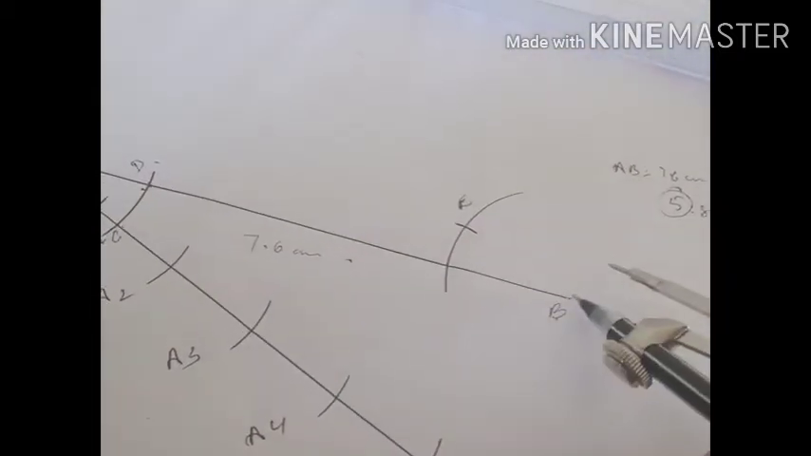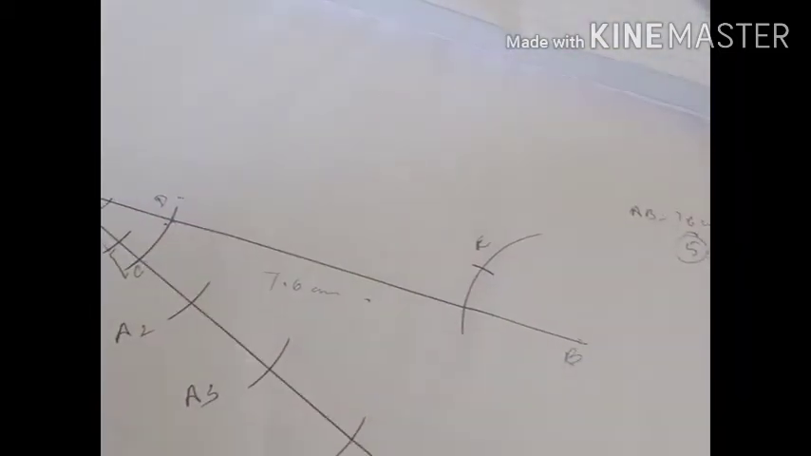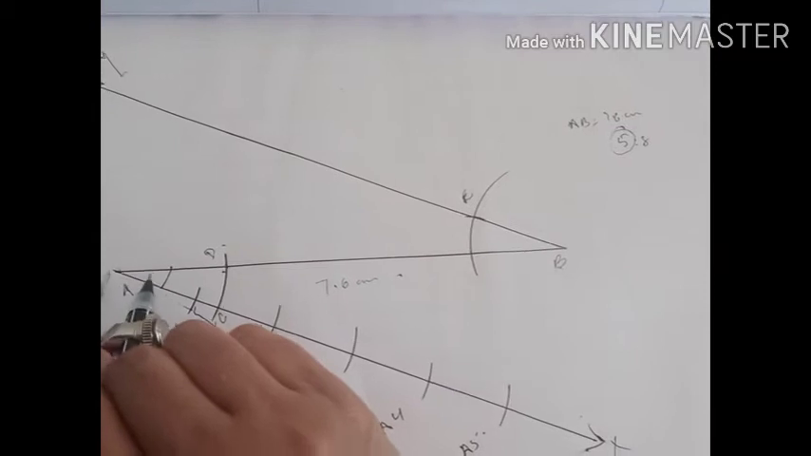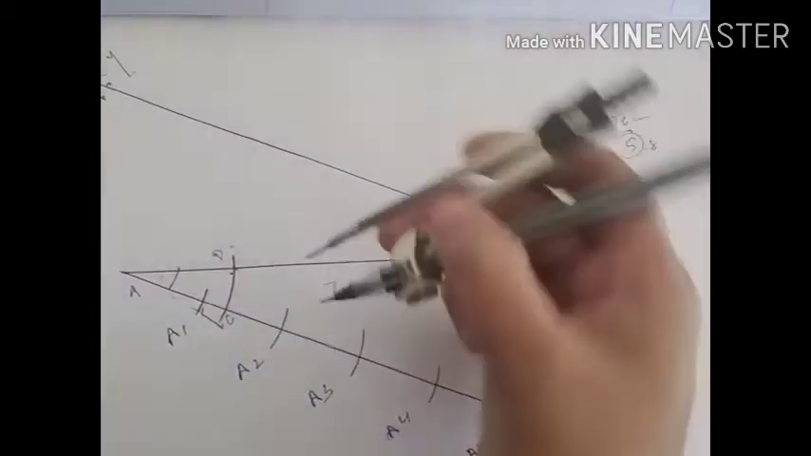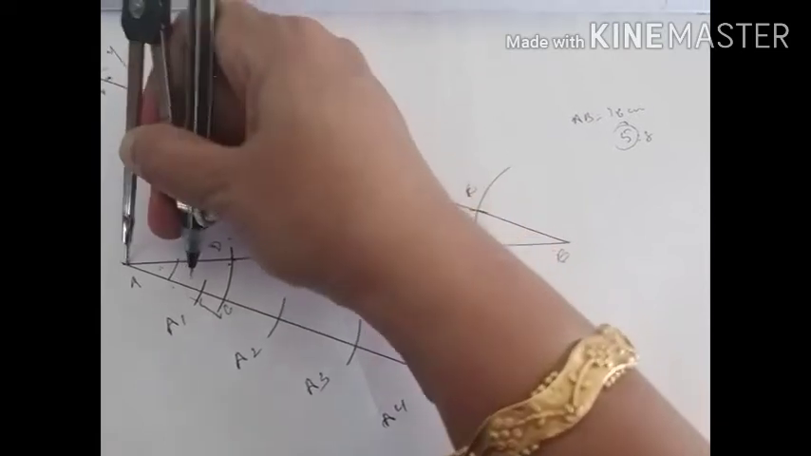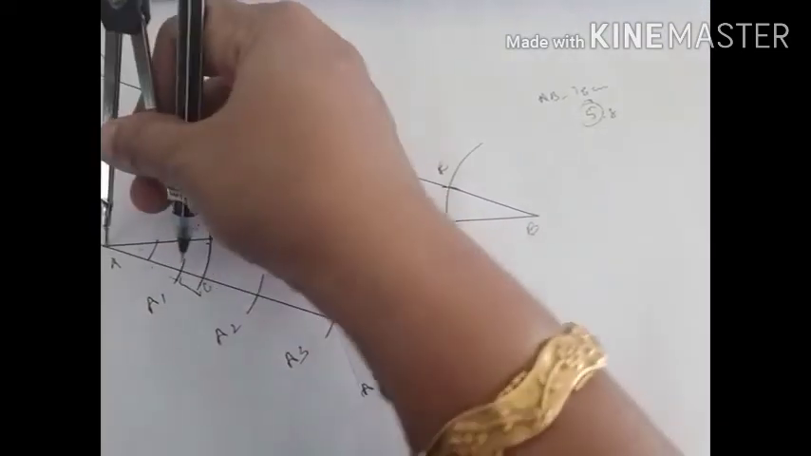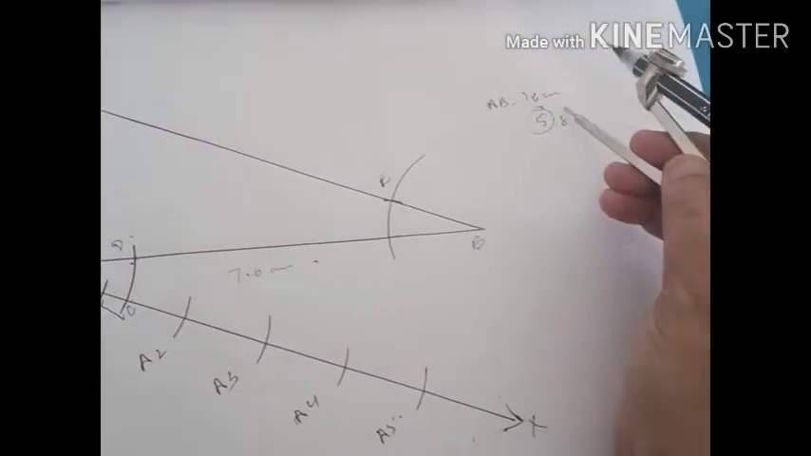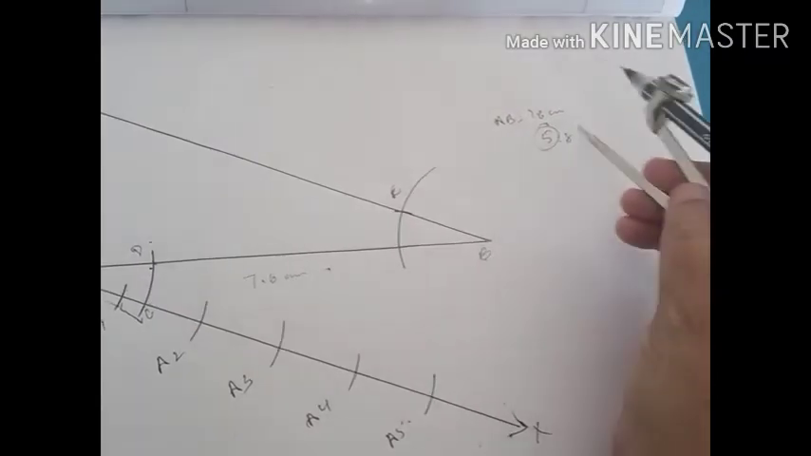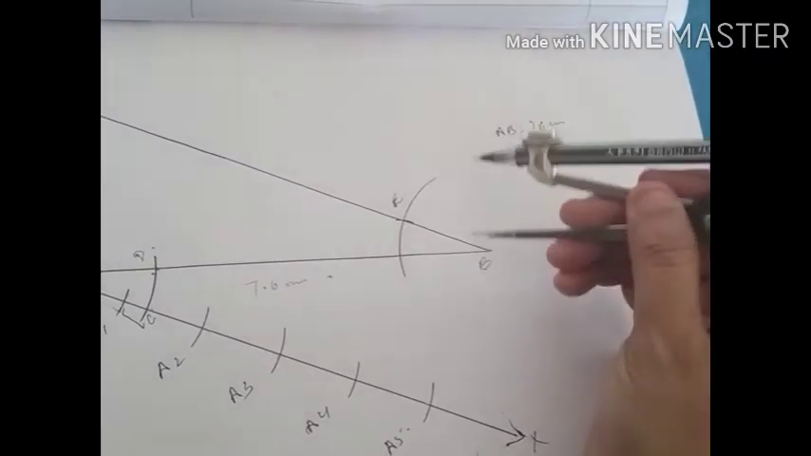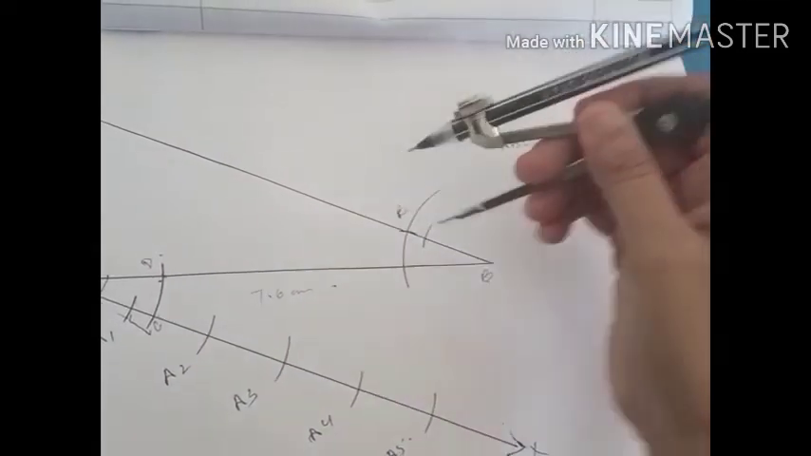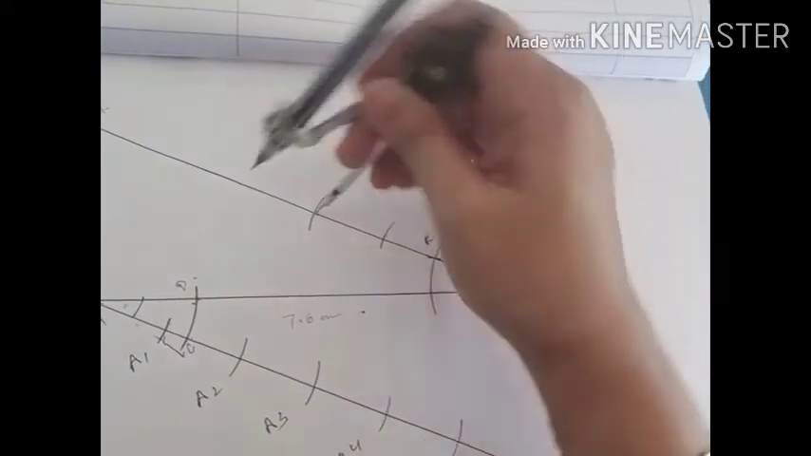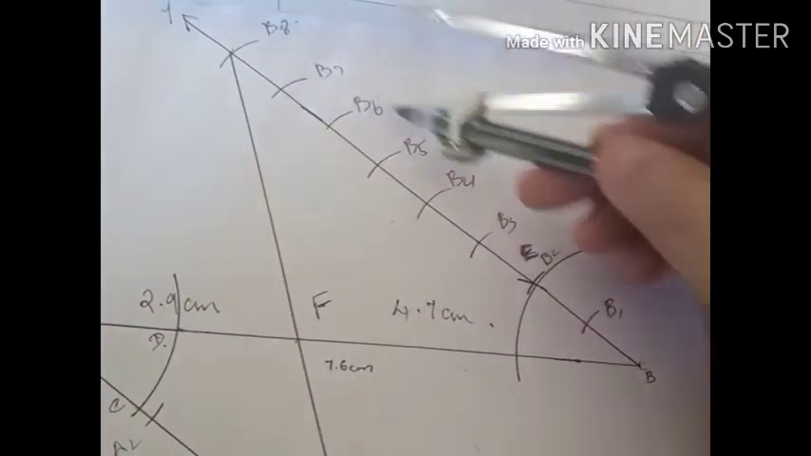Next we have to join B and E and extend. Now we get another ray BY. Then the measure we took for A to A1, A1 to A2, same measure we want to take again. And how many equal parts? 8 equal parts. We want to mark 8 equal parts. So here 1, then from here 2, from here 3, 4. In this way 8 equal parts we want to mark.